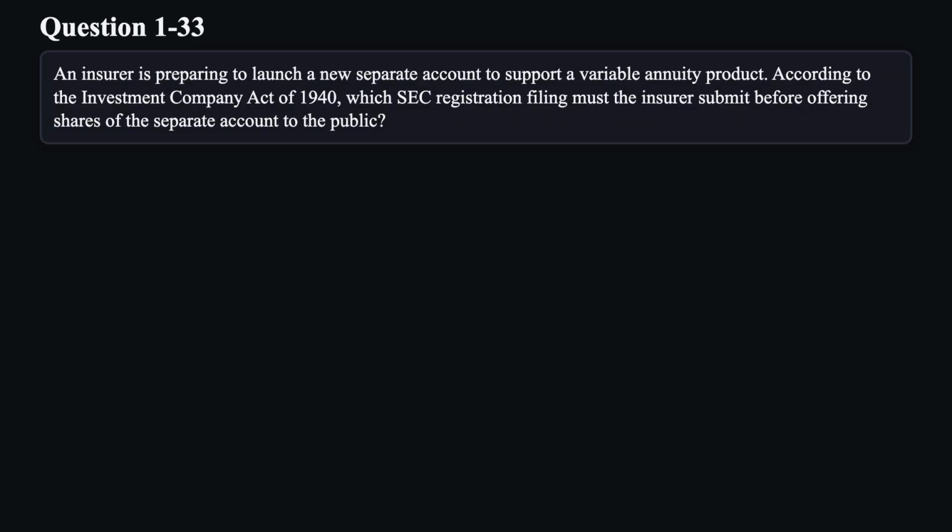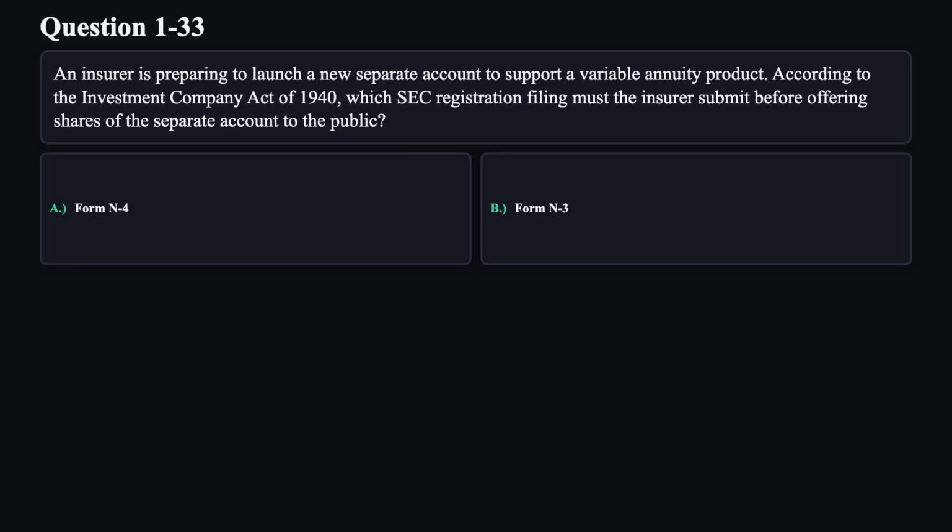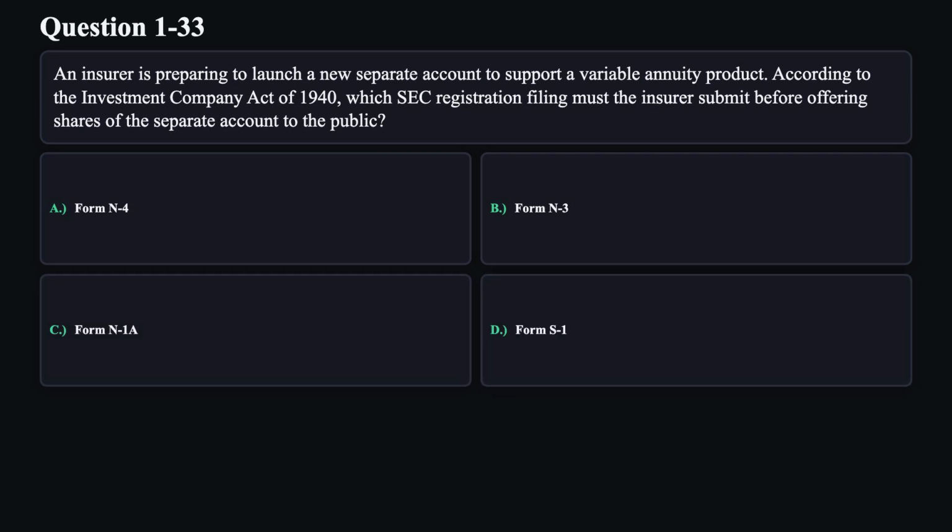Question 33. An insurer is preparing to launch a new separate account to support a variable annuity product. According to the Investment Company Act of 1940, which SEC registration filing must the insurer submit before offering shares of the separate account to the public? A. Form N-4. B. Form N-3. C. Form N-1A. D. Form S-1.